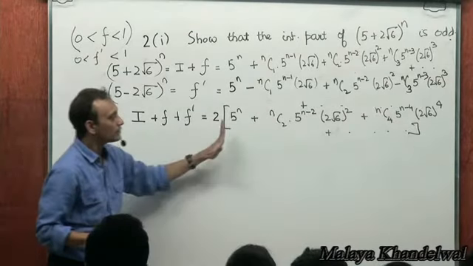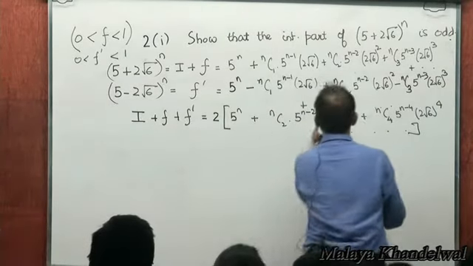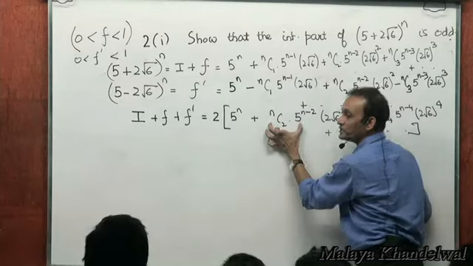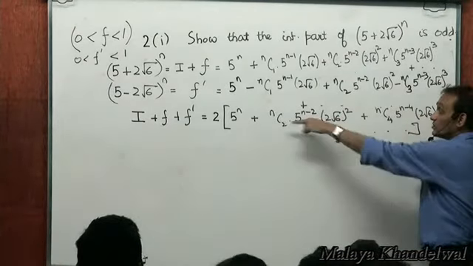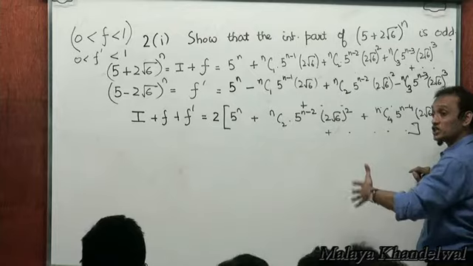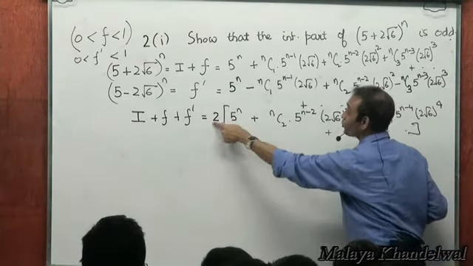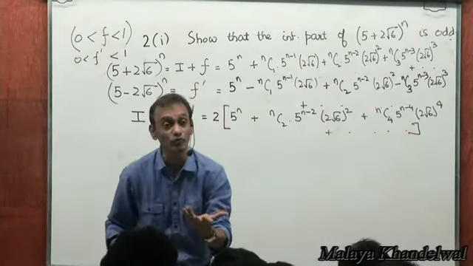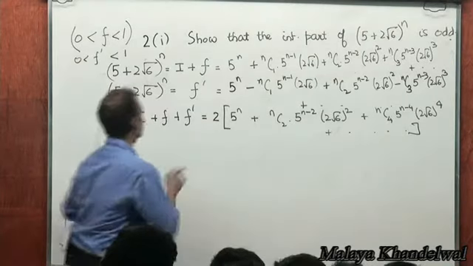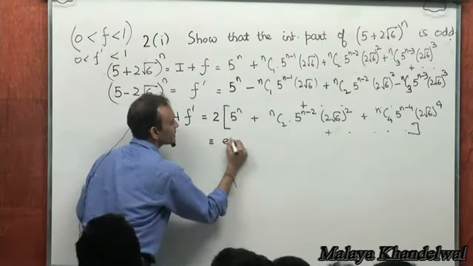And this is an integer. Integer into integer into integer, integer. The whole thing inside the parenthesis is an integer. The right hand side therefore is 2 into an integer, therefore it's an even integer. This is an even integer.